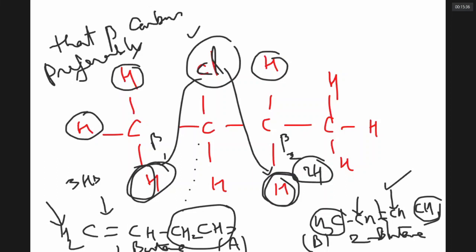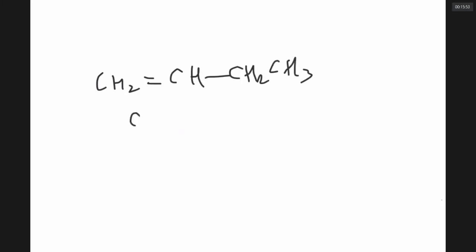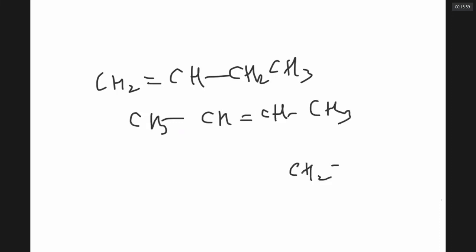Notice that this is an unsymmetric alkene, a less substituted alkene. It is a symmetric alkene, a more substituted alkene. Are we very clear? Yes, sir. We call it an unsymmetric alkene. We call it a symmetric alkene. Let me take an example. Is it a symmetric alkene?